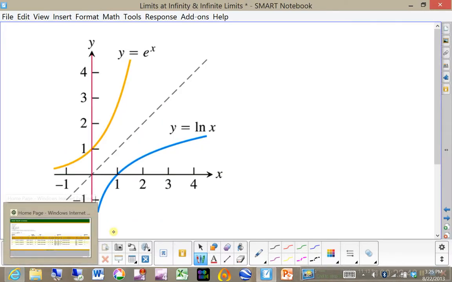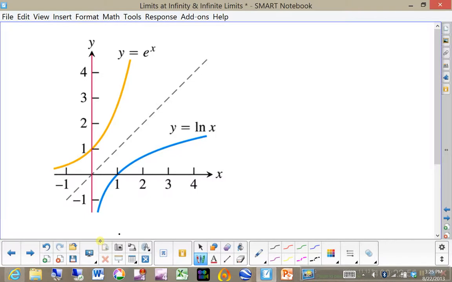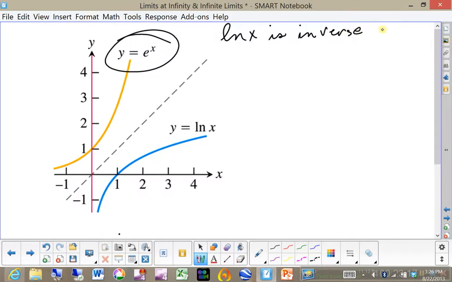Now we have another function that has a vertical asymptote. First of all, y equals e to the x is drawn here, which, as you know, has a horizontal asymptote of y equals 0. The inverse function of e to the x is ln of x. So ln of x is the inverse function of e to the x.